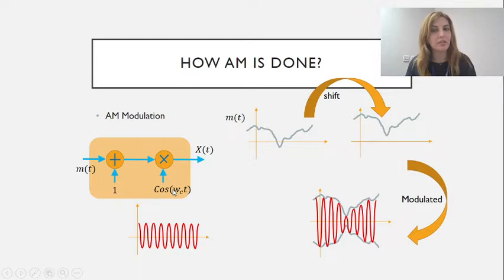A typical way of talking about the carrier signal is always saying cosine of omega_c t, or cosine of 2 pi f_c t. The frequency associated with the carrier signal is normally known as omega_c or f_c. And normally we say that m(t) is the modulating signal. So we have this multiplication.